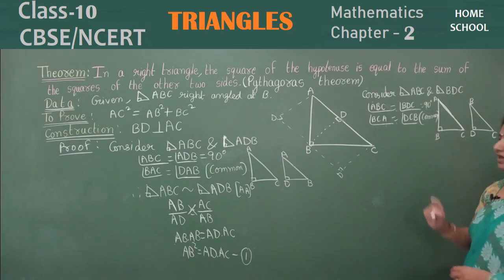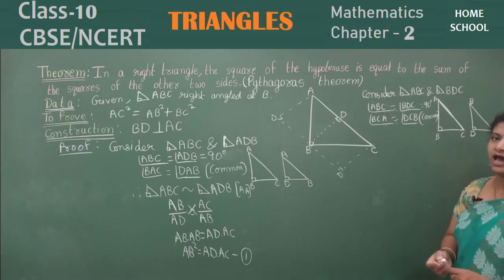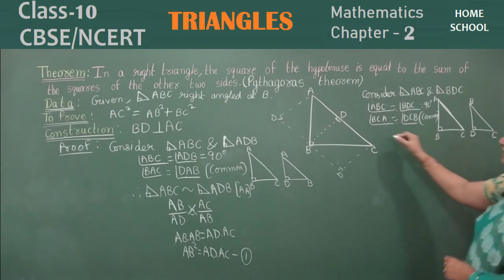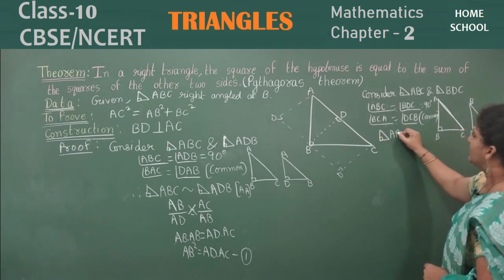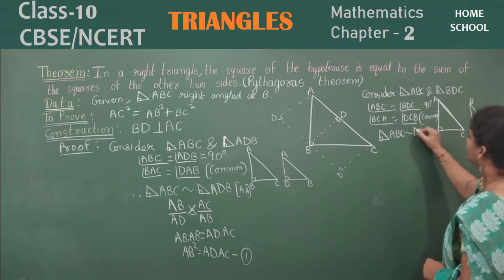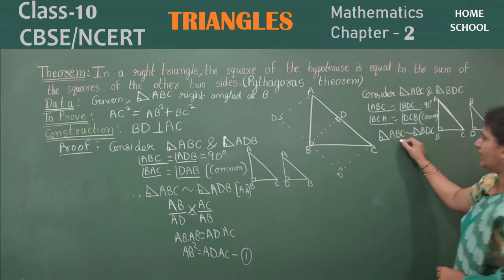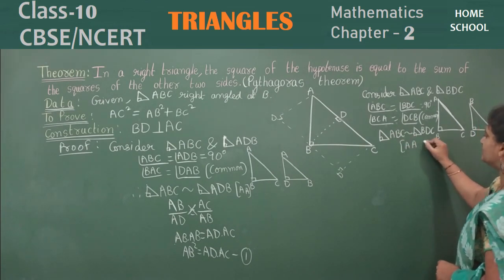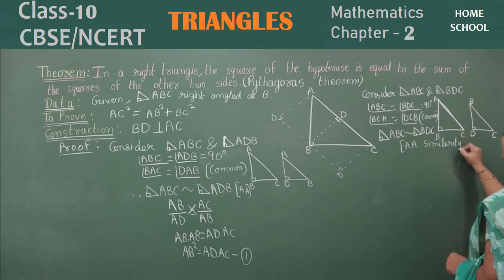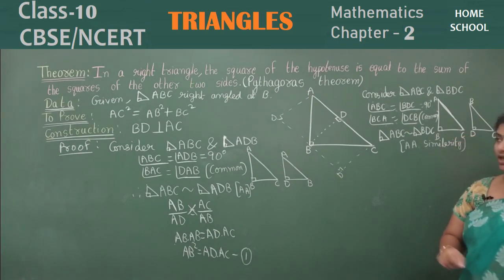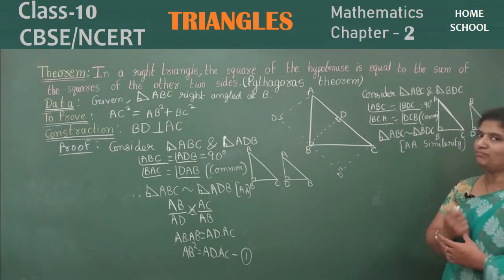Therefore, what can I say? Therefore, the two triangles are similar. By what criteria? Angle similarity criteria. I can say that right triangle ABC is similar to right triangle BDC by angle similarity criteria. Okay, now if they are similar, what do we remember? The ratios are in proportion.